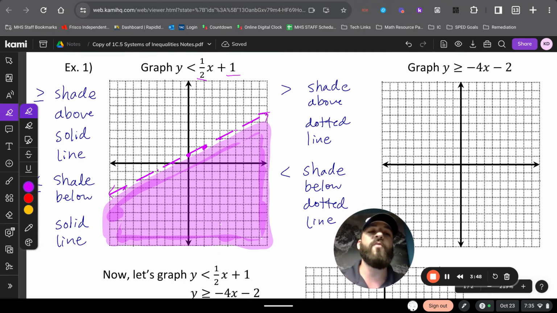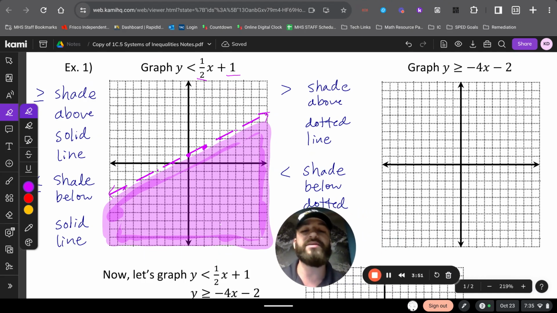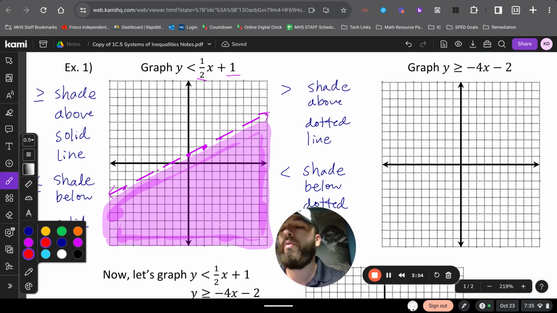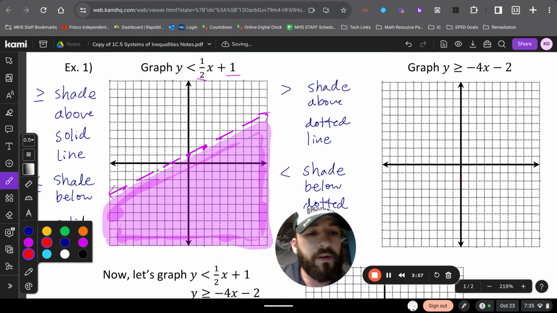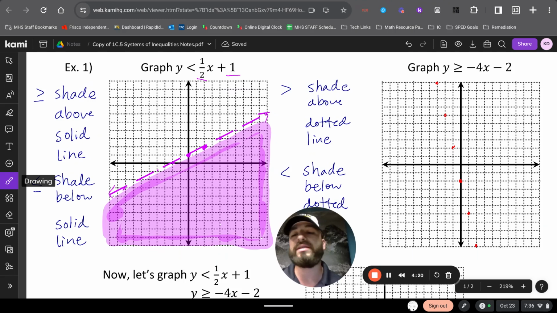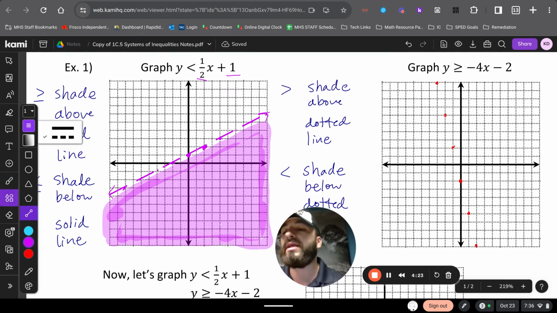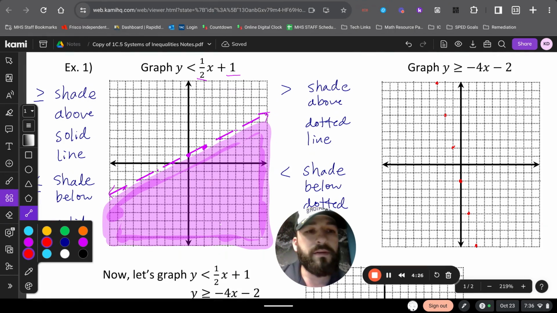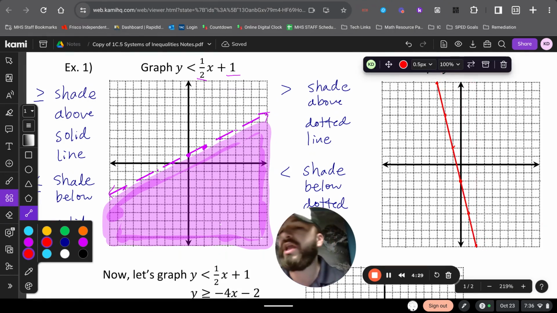Okay, so if I want to graph y is greater than or equal to -4x minus 2, same thing. I want to do that y-intercept first, which is -2. Then my slope this time is -4 or -4 over 1. So I'm going to go down by 4 and over by 1. And I can repeat that pattern in both directions. And then it is a greater than or equal to. Greater than or equal to means we are going to shade above with a solid line. So solid line. And then we shade above.